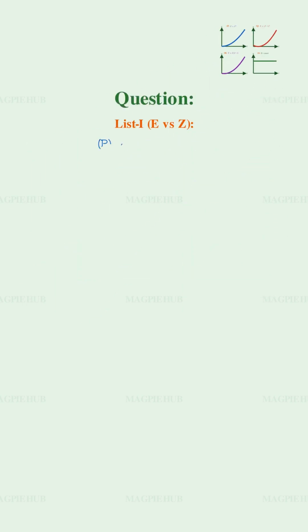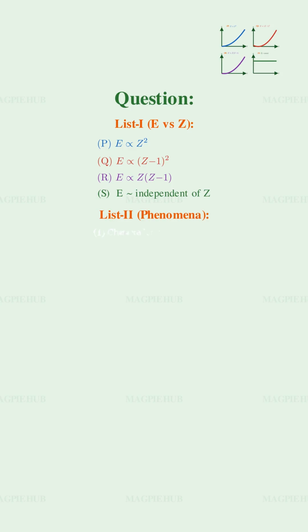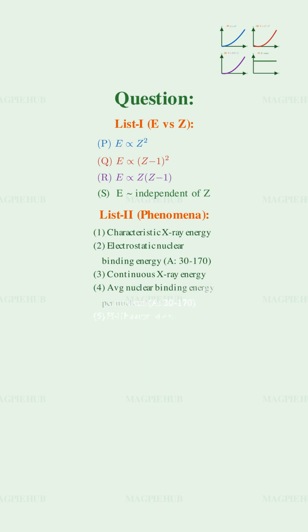Here is the complete question. Match the functional dependence of energy E on atomic number Z, given in list 1, with the corresponding physical phenomena in list 2. List 1 has P, E proportional to Z squared. Q, E proportional to Z minus 1 whole squared. R, E proportional to Z times Z minus 1. S, E practically independent of Z.